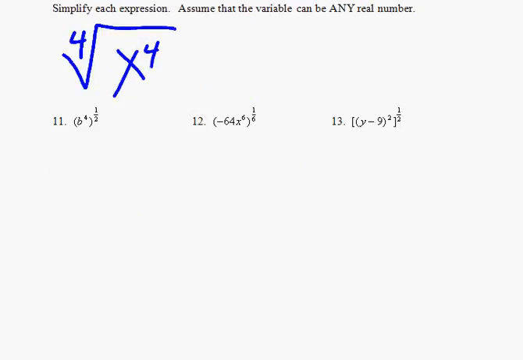Okay, this is still 9-2 notes. I'm getting ready to start number 11, but I wanted to remind you why we have the rule even, even, odd for when we use an absolute value sign.